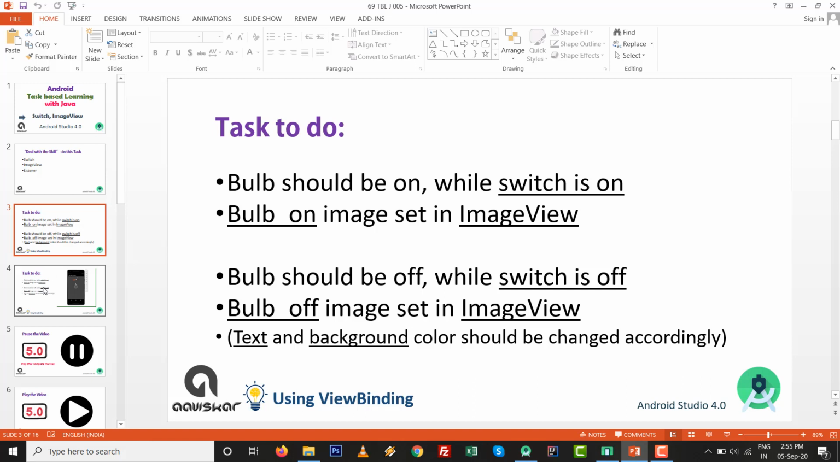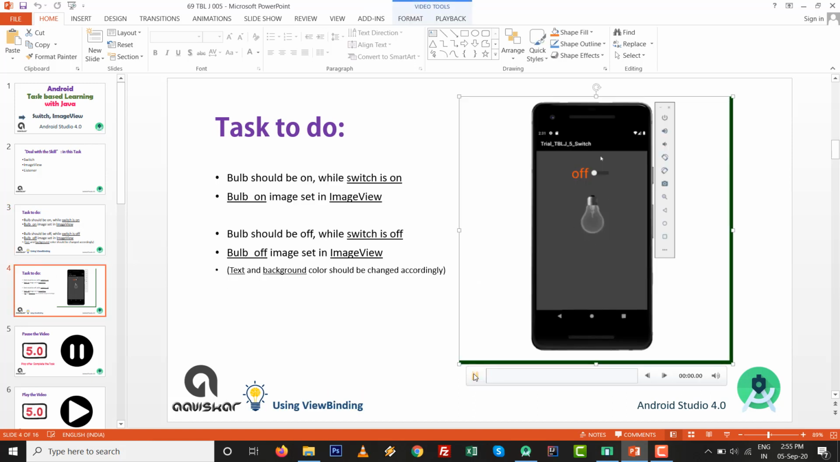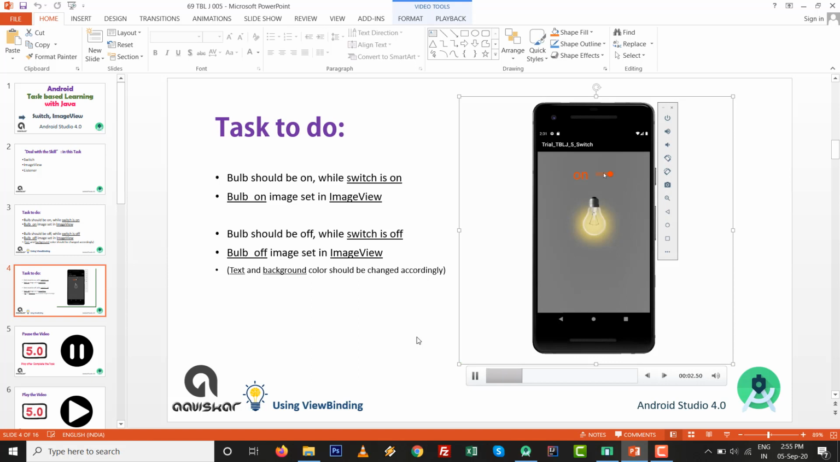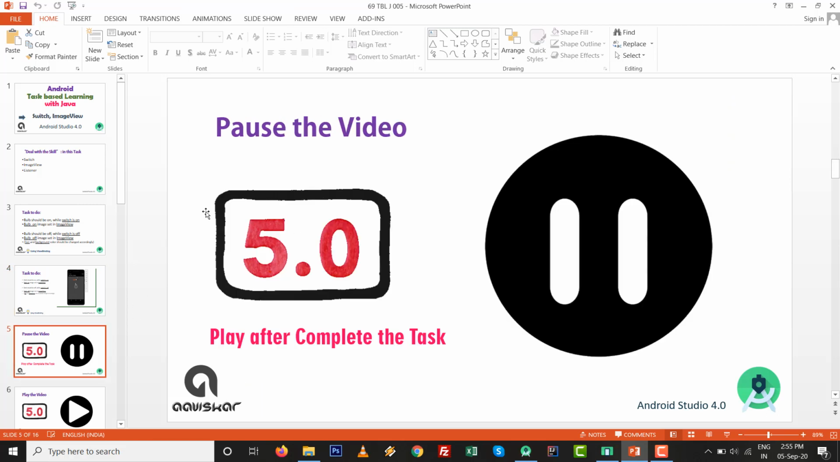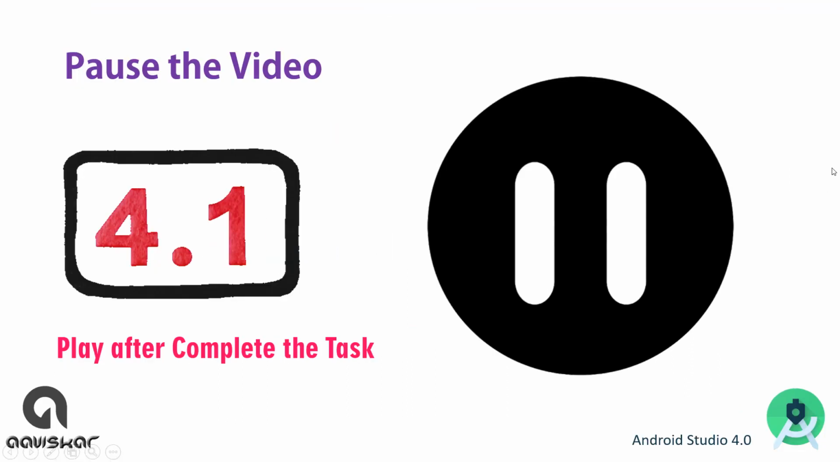This task will look exactly like this video. If the switch is on, then the bulb image is on, the text is changed accordingly, and the background also is changed. So this is the practical you have to perform. It is very easy, but keep in mind why we are doing these tasks in a task based learning system: to boost our skill in Android development. So pause the video and perform your exercise, and after completing it, play the video.